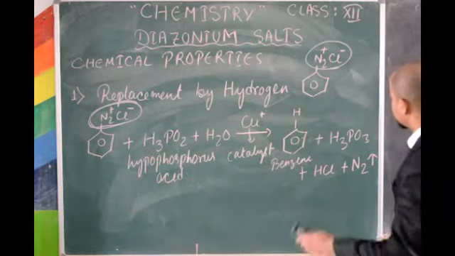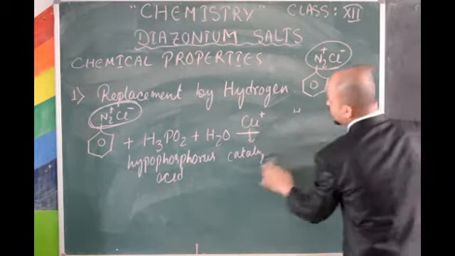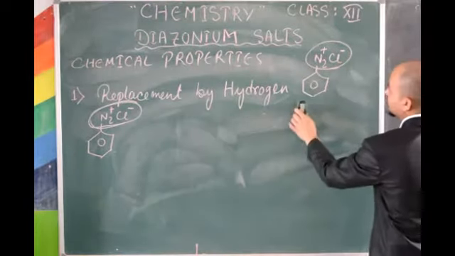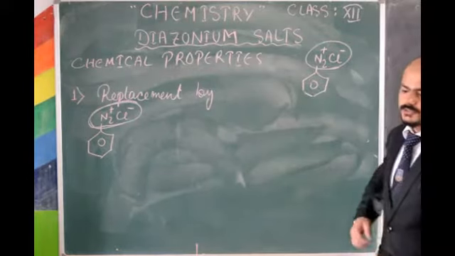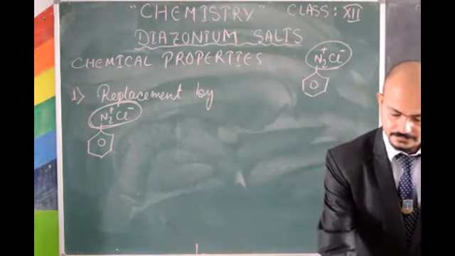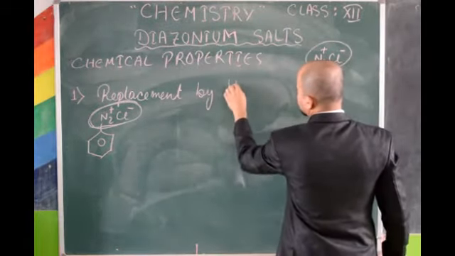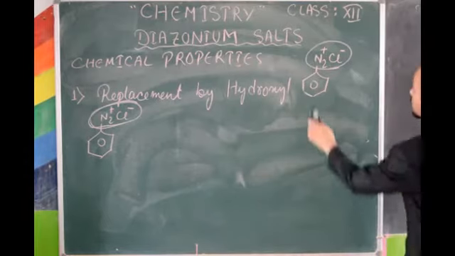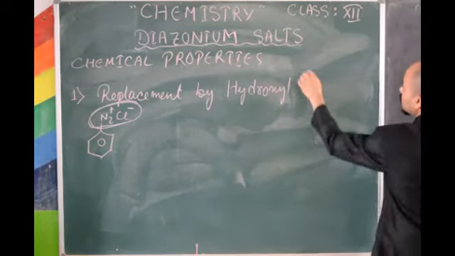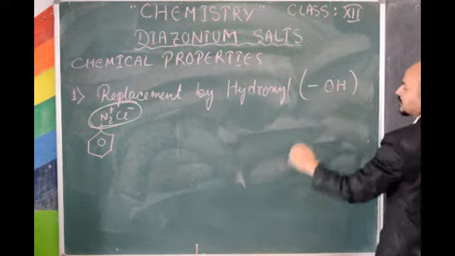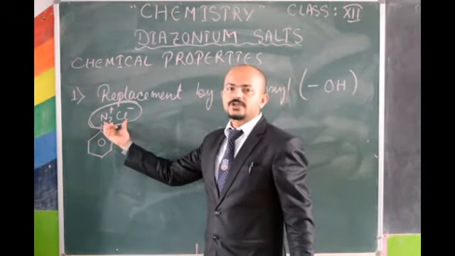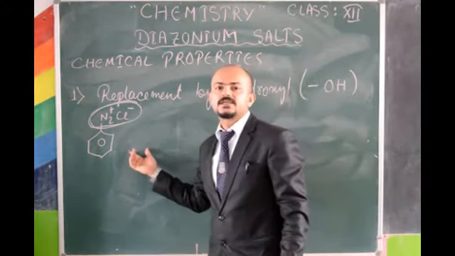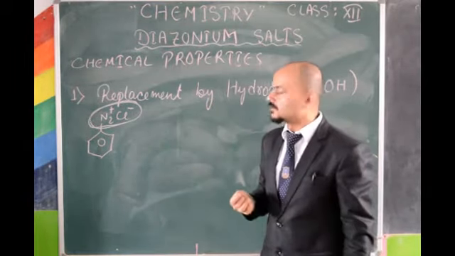Now let's discuss the second reaction where this group is replaced by, say, hydroxyl group. Which group? Hydroxyl group. Replacement by hydroxyl group, that is OH group. So here to replace this with OH group, you just have to hydrolyze it. Hydrolyze it means you have to heat it or boil it with water, and in water you need to have some drops of sulfuric acid.